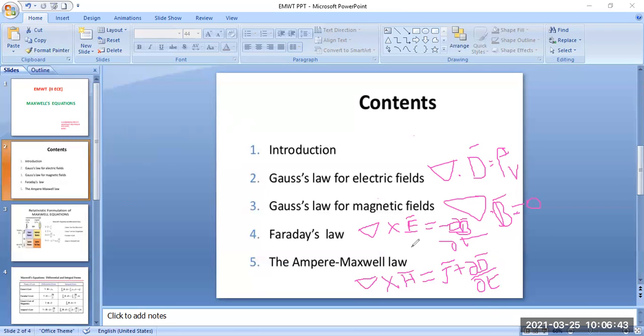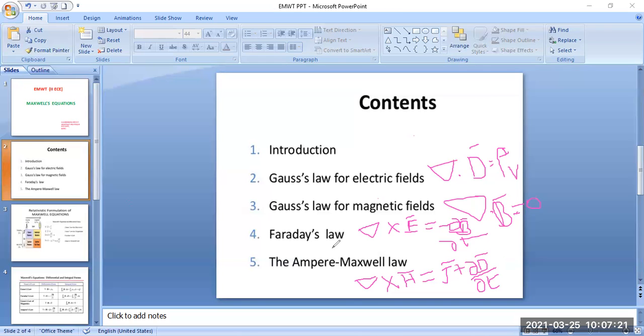First of all, Gauss law for electric fields: del dot D bar is equal to rho v, which means the divergence of electric flux density is equal to the volume charge density. Next one, Gauss law for magnetic fields: del dot B bar is equal to 0. That is nothing but the divergence of magnetic flux density is equal to 0.